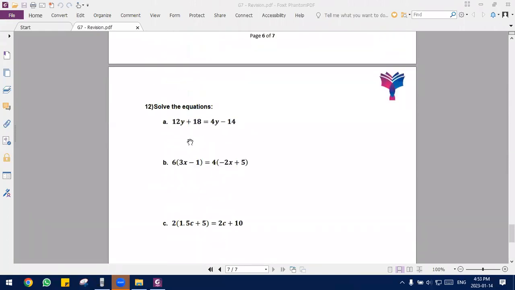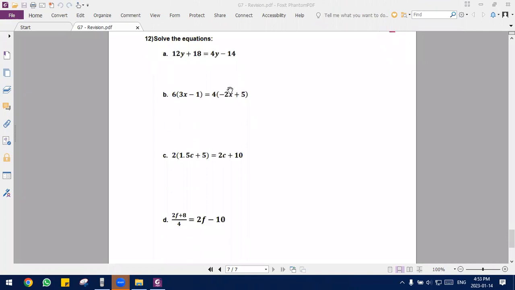Now the last question here, it says solve these equations. As you can see here we have y and here we have y. So we need to put the variables on one side and the numbers on the other side. Let me write it here. So 12y, and let me bring 4y to this side, so it will be minus 4y equal to, on the right side, I have minus 14.